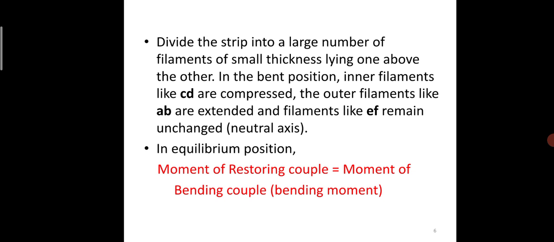Divide the strip into large number of filaments of small thickness lying one above the other. In the bent position, inner filaments like CD are compressed, the outer filaments like AB are extended, and filaments like EF remain unchanged. And in equilibrium position, moment of restoring couple is equal to moment of bending couple and is called bending moment.